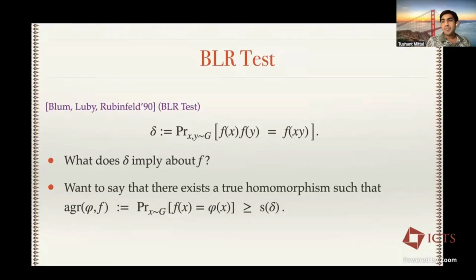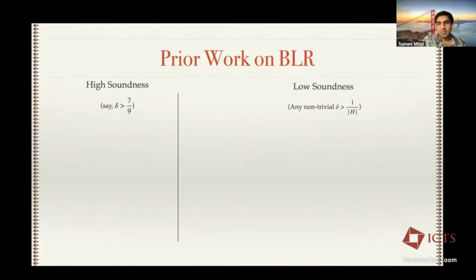Okay, so this is the kind of conclusion we wish to draw just from this number delta. So what do we know about such a result? There are two very distinct regimes that people study this in: the high soundness and the low soundness regime. In the high soundness regime, this delta is pretty large.